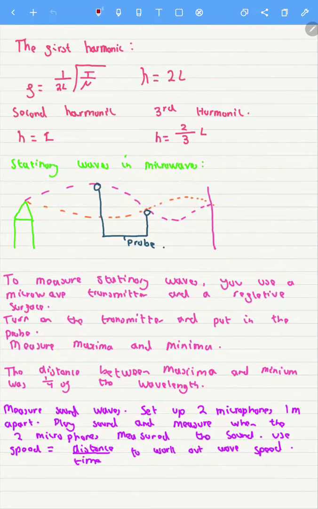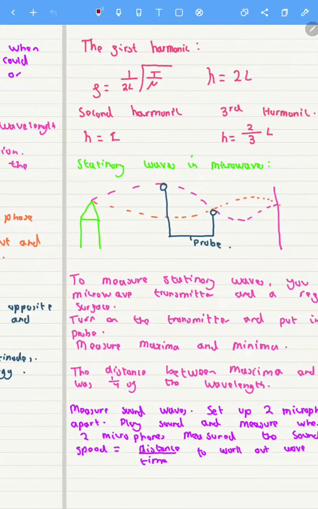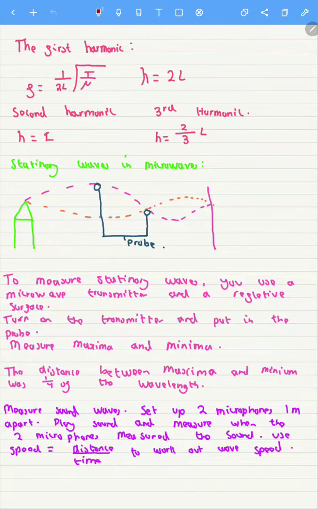There we go. This is the stationary wave, and it's overall all the stuff that you need to know about it.